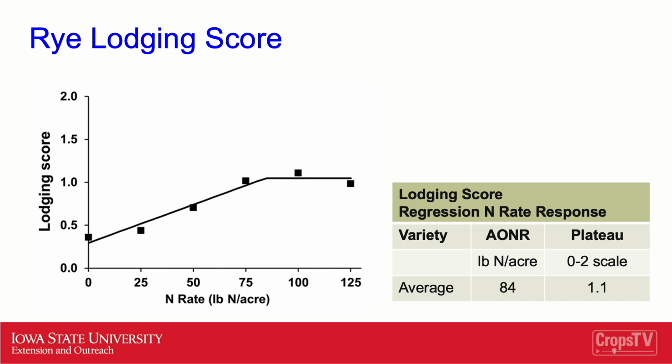You can see the lodging did increase with nitrogen rate, and that's one of the worries with a small grain: if we have too much nitrogen, you get too much growth, and then you'll have lodging of the small grain. So it did have an impact, and it maxed out at about 84 pounds of N per acre. So some lodging took place. That was to be expected, and we did see that increase somewhat with the nitrogen application rate.